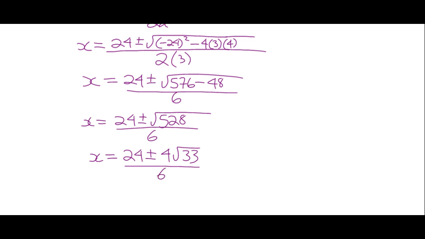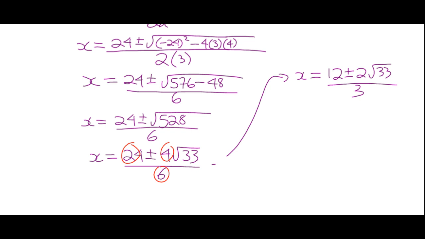Over 6. Okay, so what goes into 24, 4, and 6? 2. Okay, so we can divide this and this by 2. Really what it's doing is you're taking a common factor of 2 out of the top, and then you're dividing it into the 6. I'm not going to write it that way. I'm just going to divide everything by 2. So it's 12 plus or minus 2 root 33 over 3.